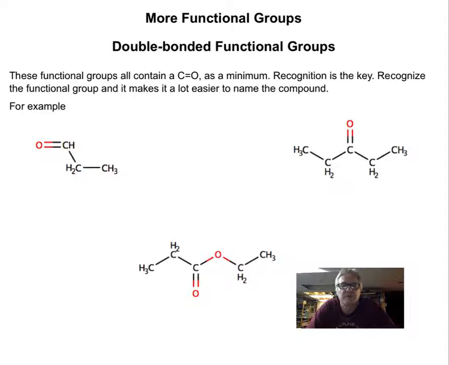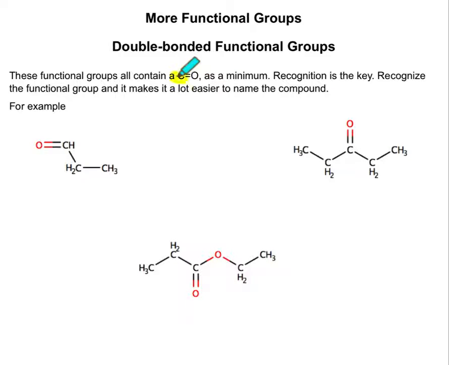Okay, so more functional groups with this video, this time double bonded functional groups. And double bonded functional groups, a lot of them have this particular group in it, this C double bond O. And there's the C double bond O, there's the C double bond O, there's the C double bond O bonded to this oxygen. And in terms of compounds, this is an aldehyde.